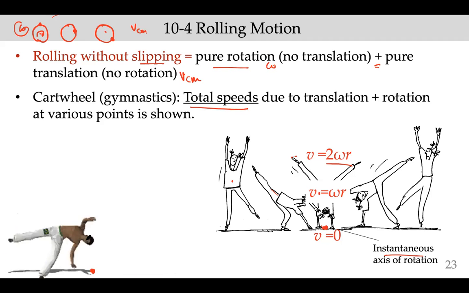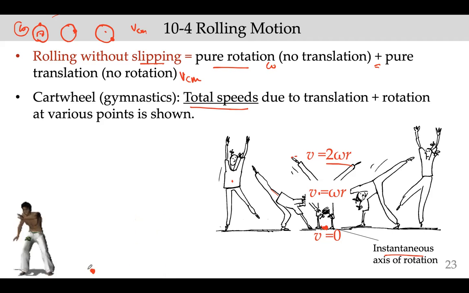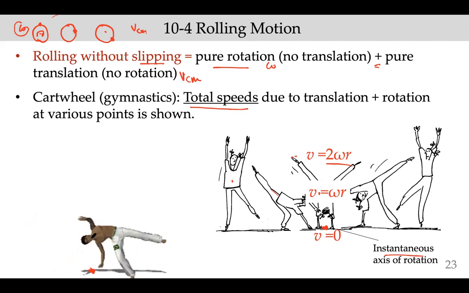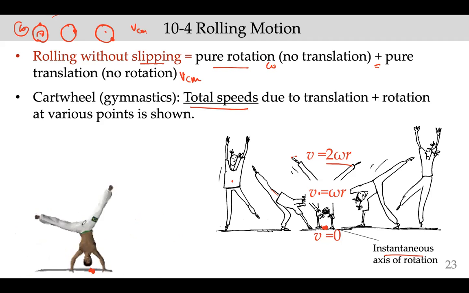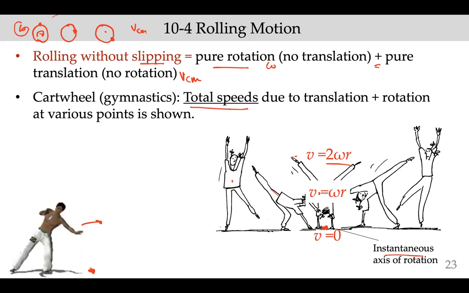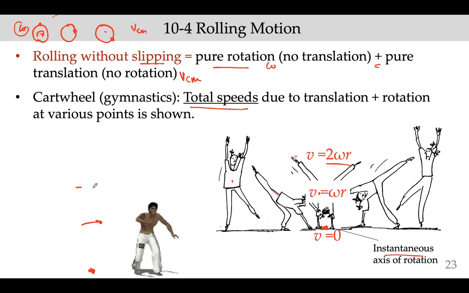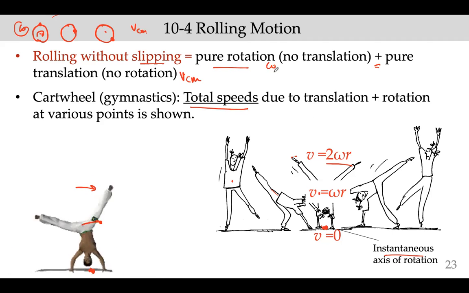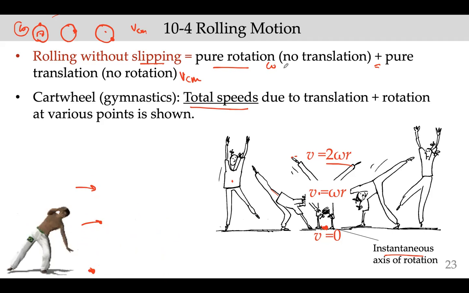And in fact, you can see it here. Now look at the hands. Momentarily, they are stationary. And look at the belly. It moves with a certain speed. And look at the legs. They have much more speed than the belly. We get these numbers because we combined pure rotation, the speed coming from the rotation, and the speed coming from the translation.